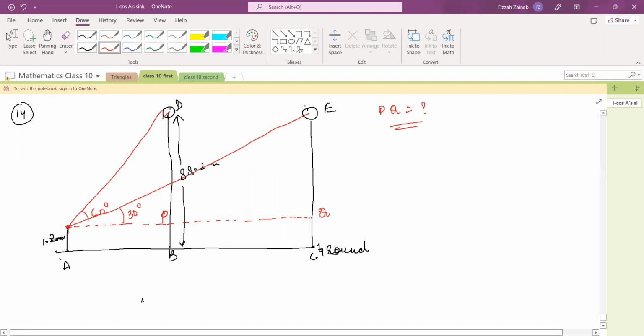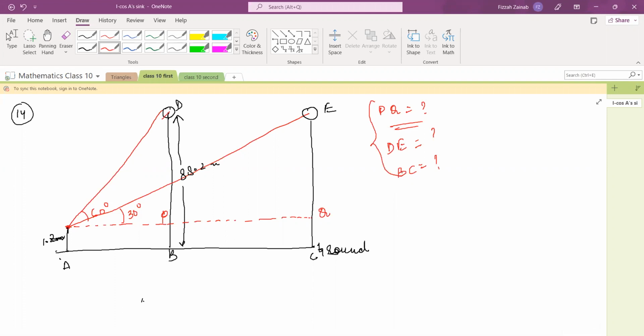Basically this DE is the distance. Understood, Martin? DE is same as PQ. See, DE, PQ, BC, whatever you say, they are all same. BC is also same. So you can find either DE, or you can find BC, whichever, they are all same distances. Correct? Yes, ma'am. Okay. All right, Abdullah. Fine.